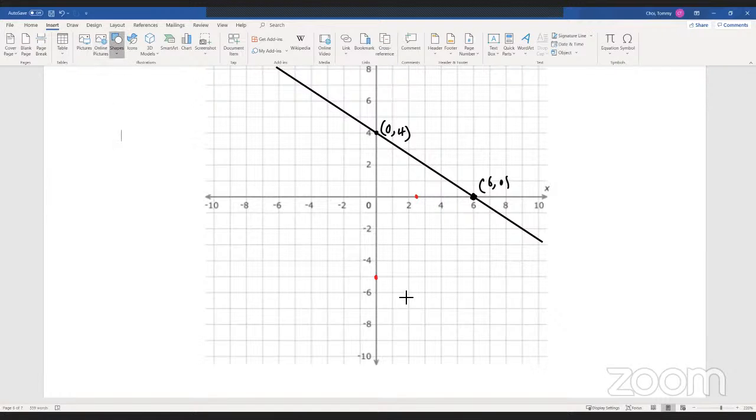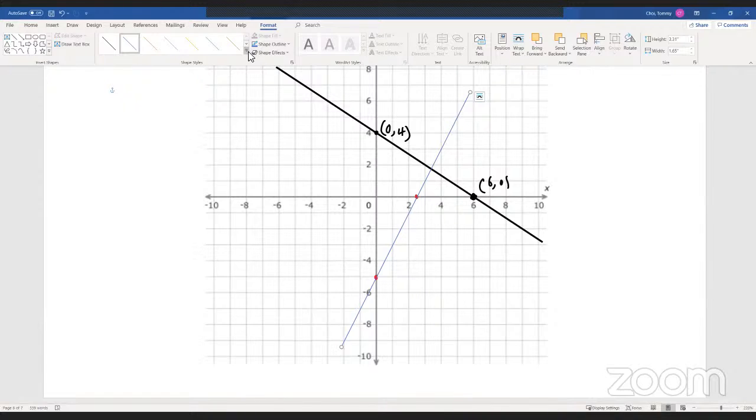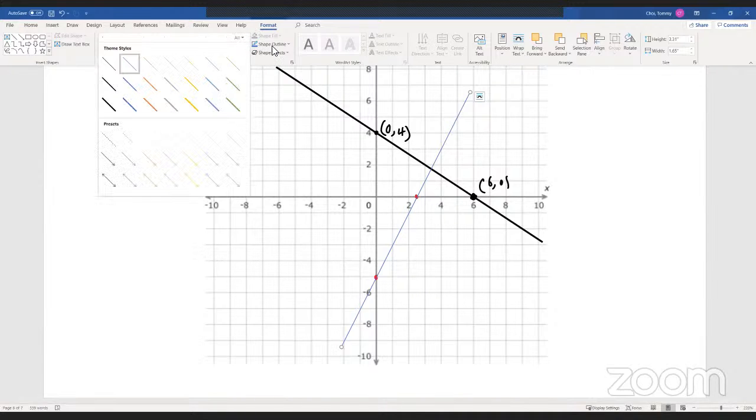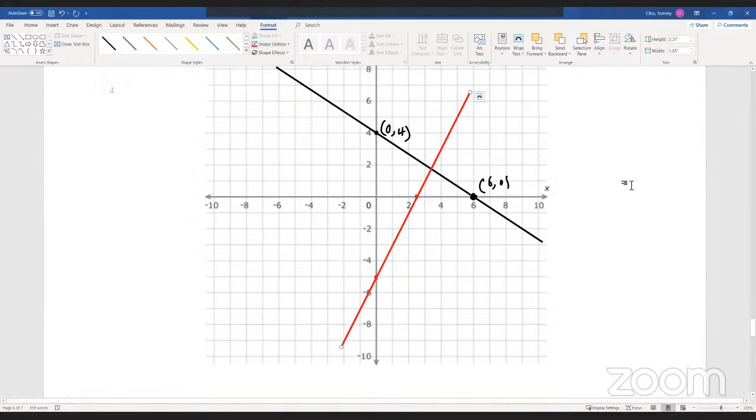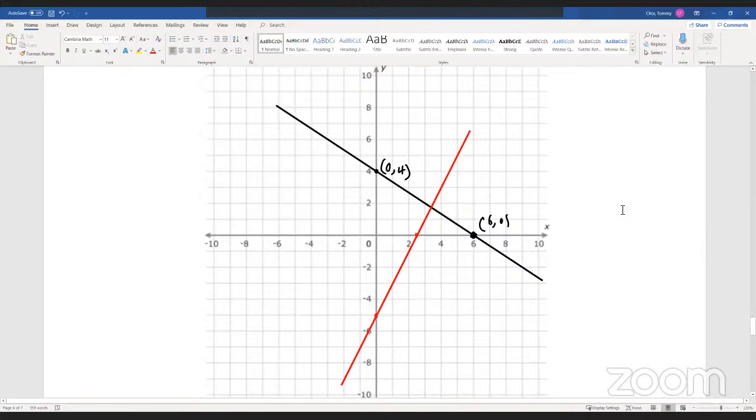We can now graph it. Just like that. And extend the line further. Something like that. And then let's pick a color. And let's make it bigger. Just like that. Boom. And there's our red line. Okay. So we have our red line here. Just like so. So hopefully you got that correctly.